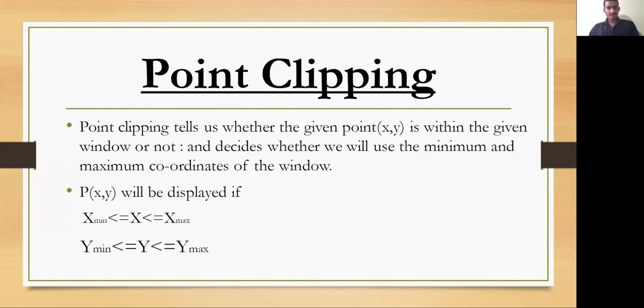So it is very important that we can decide whether a point will remain inside the window or lie outside the window. For that, it has to satisfy some conditions, which are listed here. As you can see, the point (x, y), which are coordinates, will be displayed on screen if x is greater than or equal to x minimum and less than or equal to x max. And the same thing is used for the y axis: y is greater than or equal to y minimum and less than or equal to y max. So if any point satisfies these two conditions of the x axis and y axis, then that point will lie inside the window.